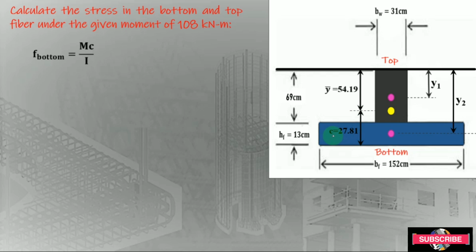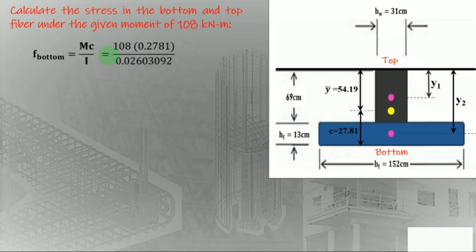Which is 27.81. So that is why we take this one as our c. Since we are considering the bottom, the distance from this bottom fiber of this inverted T-beam to the centroidal axis is 27.81. So we have 108 times 27.81, and we will use a unit of meter here, so that's why we have 0.2781, all over this I, which is just equal to the gross moment of inertia, 0.0260302, and the unit here is m raised to the fourth.